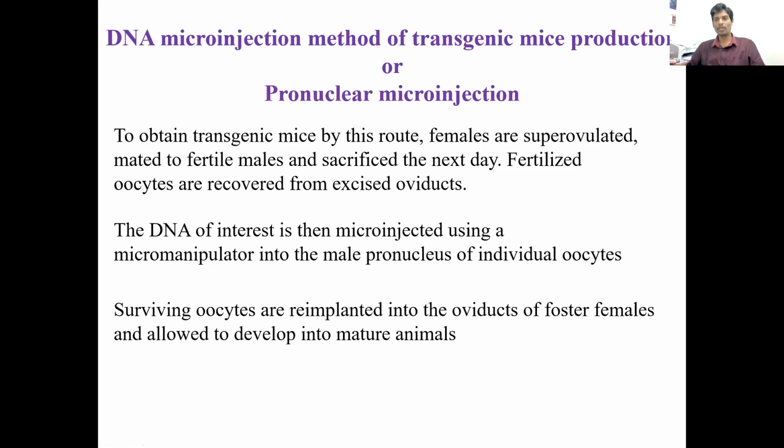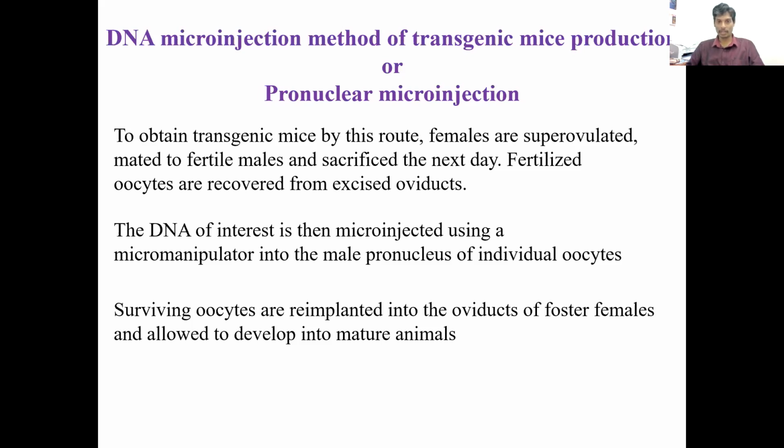So first, what you need to do is give a hormone to the female mouse so that it will super ovulate. Otherwise, it will not have that many ova, right? So oocytes, right? Give a hormone in such a way that it gets super ovulated and releases a lot of oocytes. Then mate with the male, and it is expected to have fertilization. The next day, you need to sacrifice that mouse, and then collect the oviduct and take out all the fertilized oocytes from the oviduct.